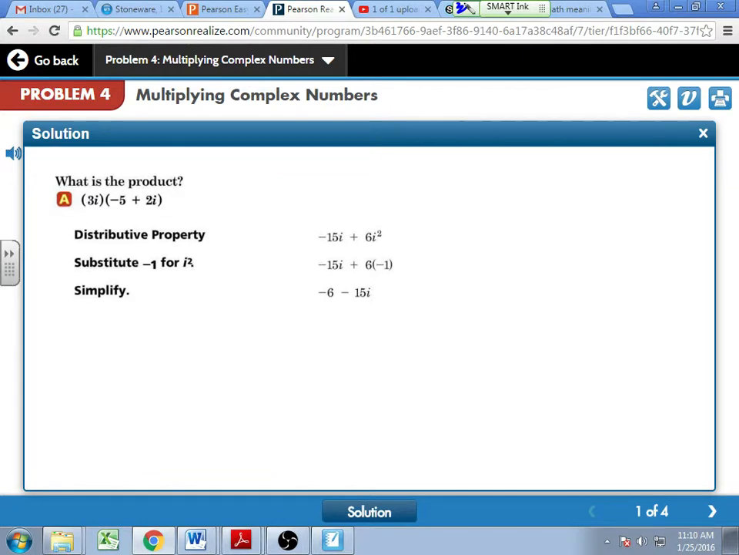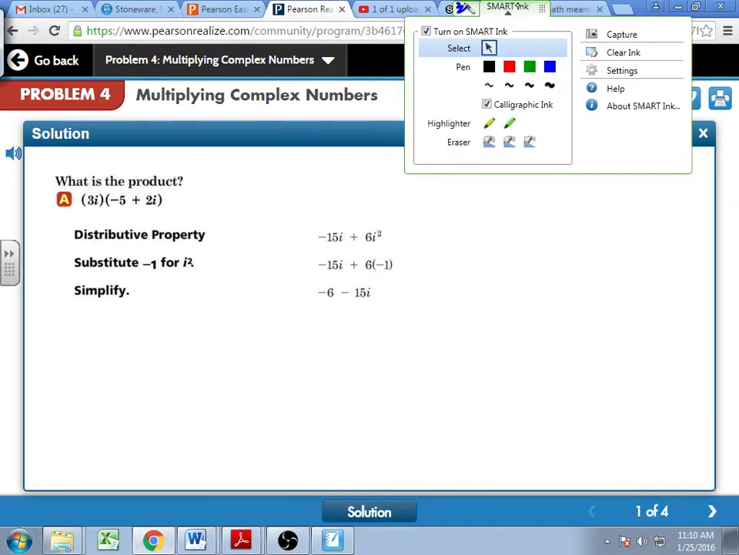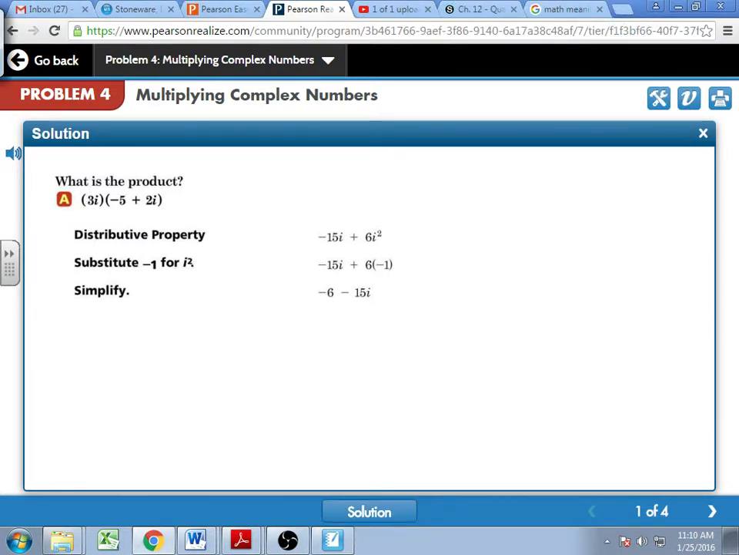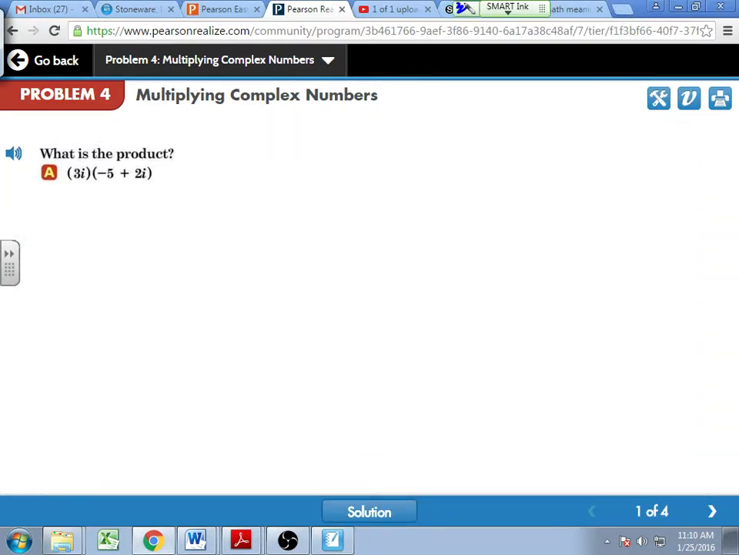I'm skipping ahead a little, but in B and C, couldn't we just use FOIL? Yeah, that's what it's supposed to be. The problem is hard, because I cannot combine my binomials, I cannot combine 4 with 3i, and I cannot combine negative 1 with negative 2i, I have to FOIL this.